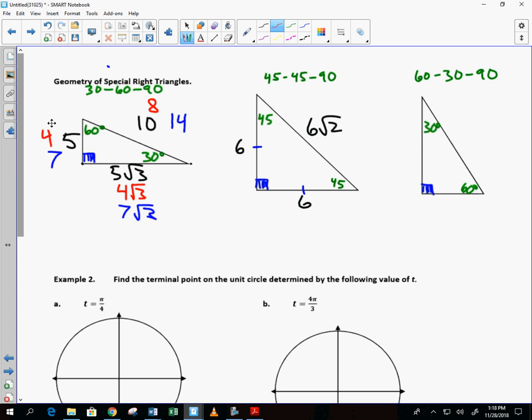Try another one. Suppose this length was 5. What would this length be? 5. What would this length be? 5 roots of 2. Watch me go, I'm going to do a different way. Suppose that this had a length of 3 roots of 2. What would this length be? 3. And what would this length be? 3.